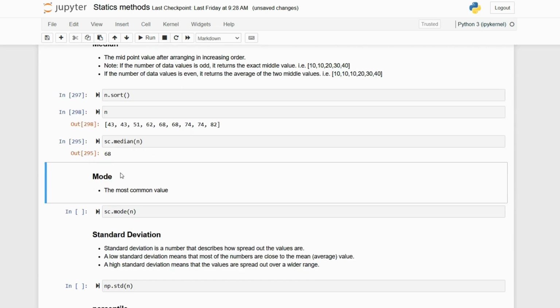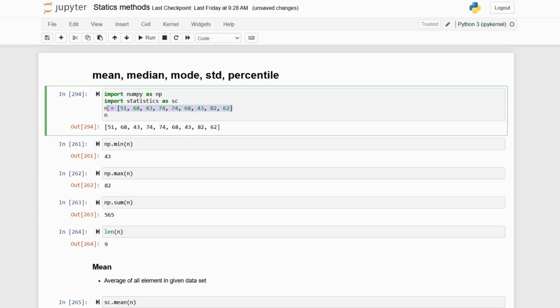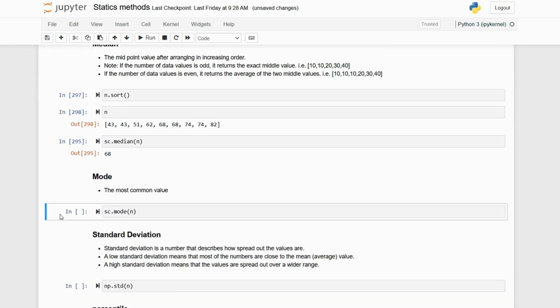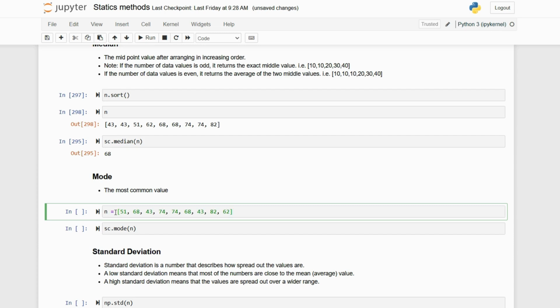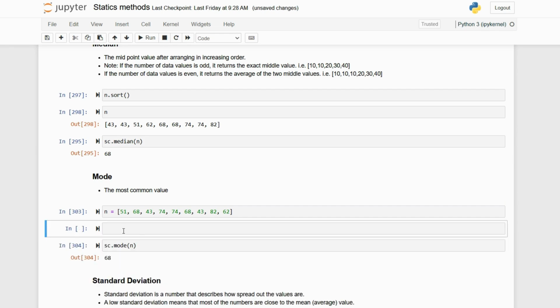Okay, so next is mode. The mode is the most common value of a data set. Here, whichever value occurs the most number of times is called the mode. So let's copy this first. If I run this, this is our data set, and if I calculate the mode, 68 is the mode. Now let's consider another example where I copy the same elements, and I'm just adding an extra 70 here.